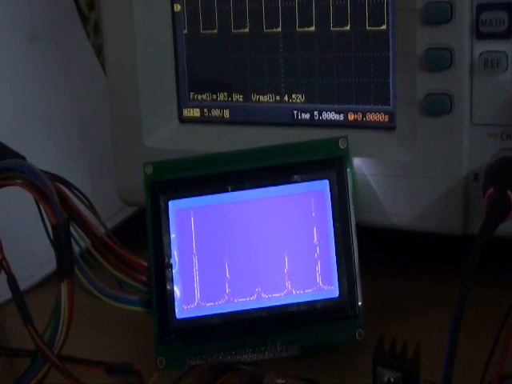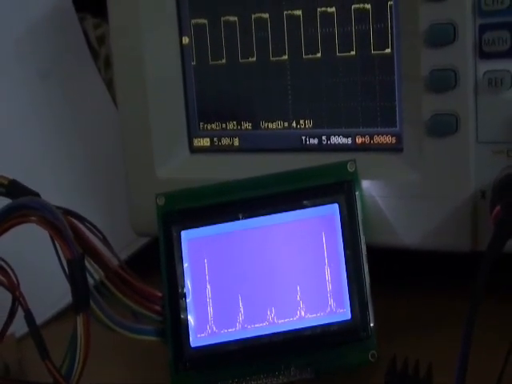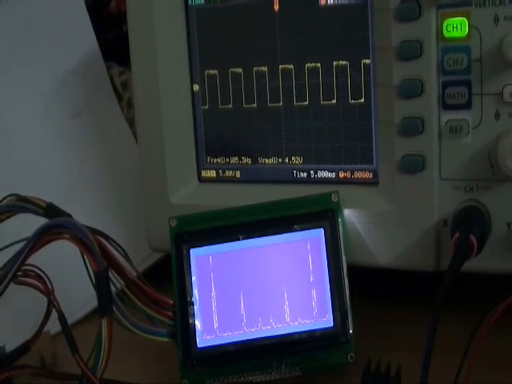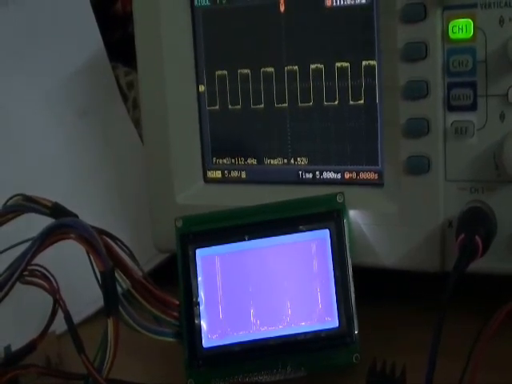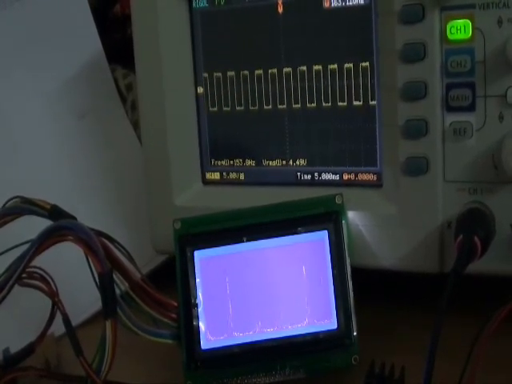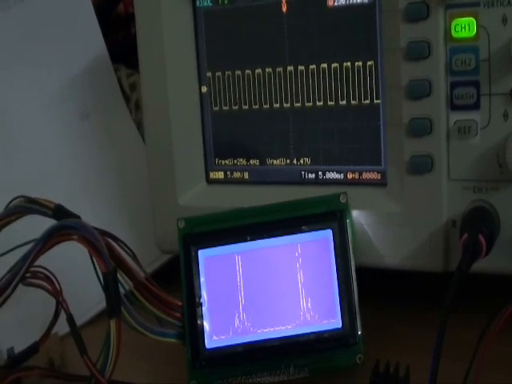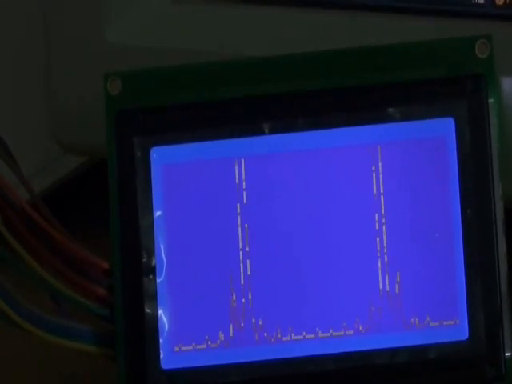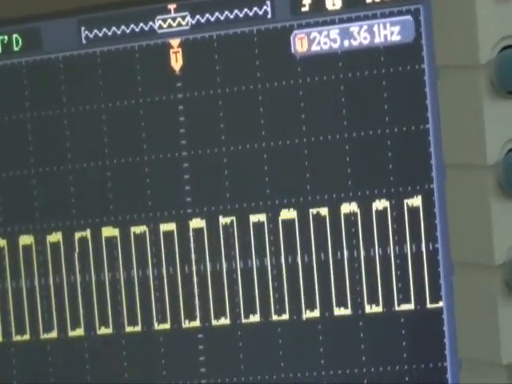So let's change the frequency and see if we can shift the peaks over here. Changing the frequency, as you can see, it is shifting, and it shifts all of them. There is a lot of shift, and as you can see, the fundamental has moved, and the third and fifth harmonics have basically vanished, because they are outside the sampling rate of my spectrum analyzer, and the frequency is quite high, about 265 hertz.